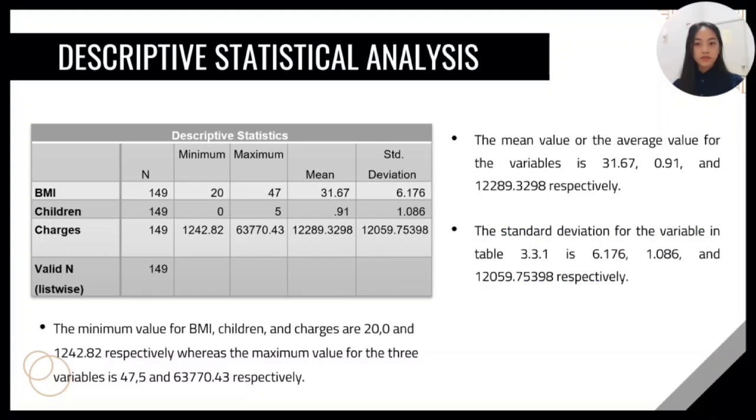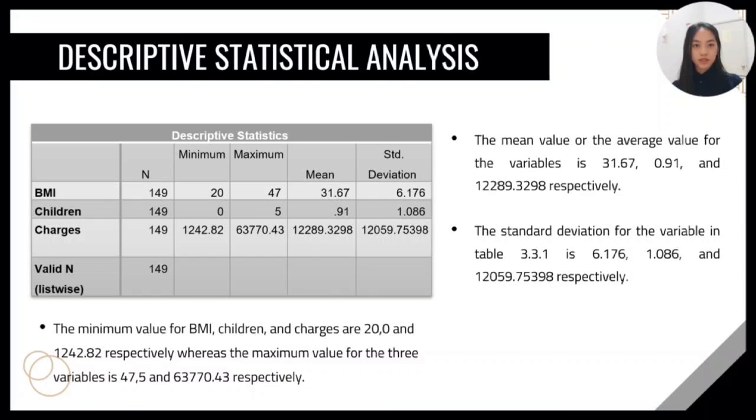The next part is the analysis of descriptive statistics. The table shows some statistical description from IBM SPSS for the variables affecting insurance expenses, which are BMI, children, and charges. The minimum values for BMI, children, and charges are 20, 0, and 1,142.82, whereas the maximum values for the three variables are 47, 5, and 63,770.43 respectively. The mean value, or the average value, for the variables is 31.67, 0.91, and 12,289.3298 respectively.